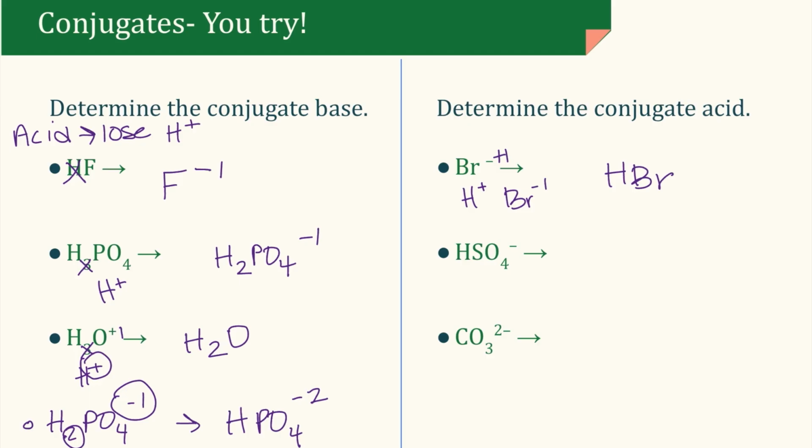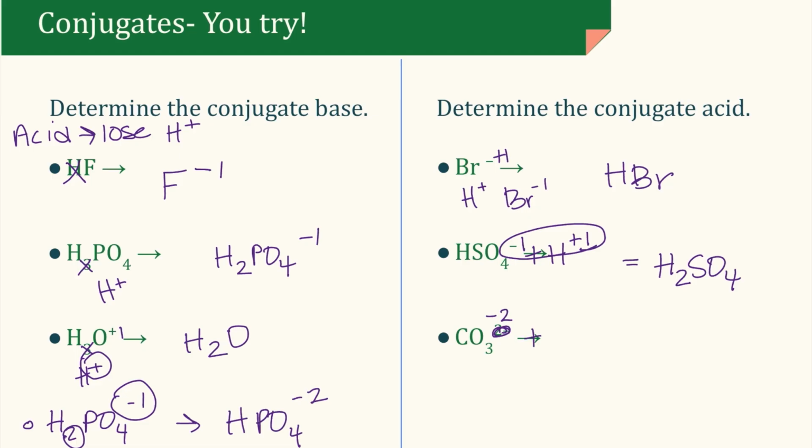HSO4 minus, well, if we gain another hydrogen, so if we're going to add another H plus on there, that's going to be H2SO4. We had a charge of minus 1, and now we're adding a charge of plus 1, and so that makes this a neutral charge, which we wouldn't necessarily write. If we have CO3 with a -2 charge, this means the same thing if it was just -2 or 2 minus. So whatever you prefer, we see it both ways.